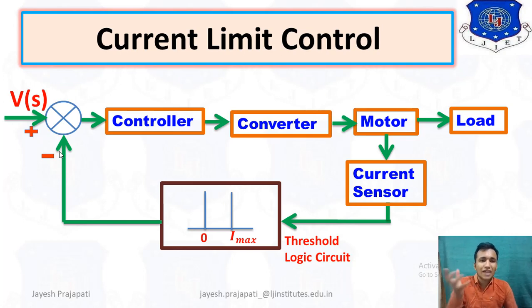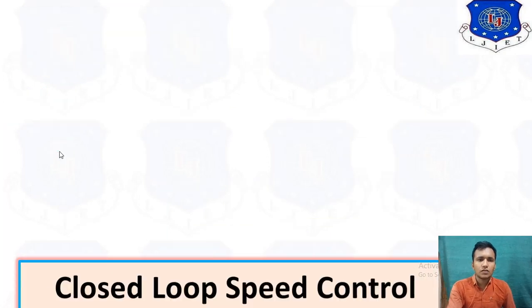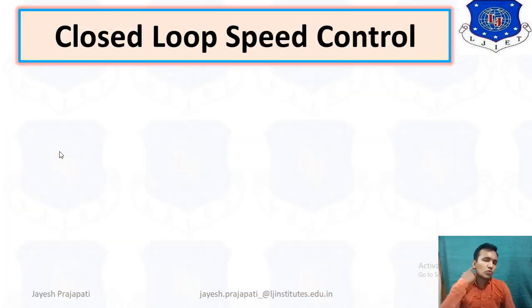Sometimes during transient operation the current value will increase to a maximum and decrease to a minimum. At that time the current limit control is used for the drive system. That is the main importance of the current limit control scheme. Now we have to discuss the closed loop speed control scheme.